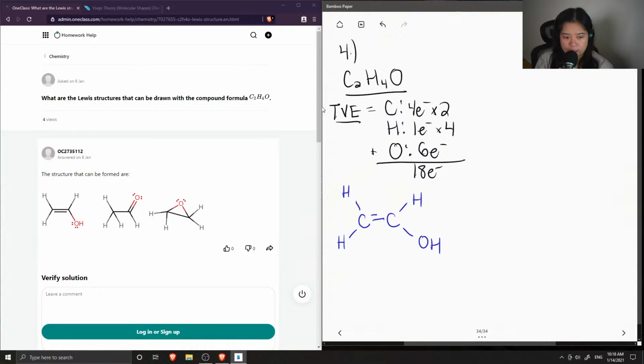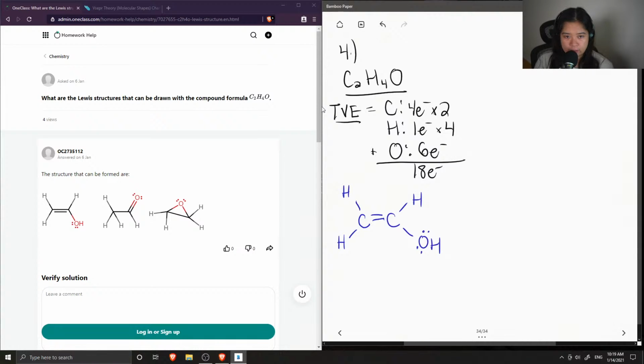So if we draw a double bond, and show the lone pairs on the oxygen and count out how many electrons we have, each bond contains 2 bonding electrons, plus the 4 on the lone pairs on oxygen. This gives us our 18. So this can be a valid Lewis structure for the compound C2H4O.